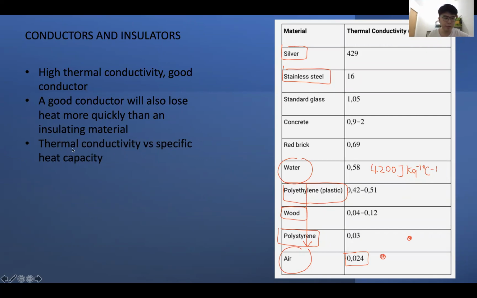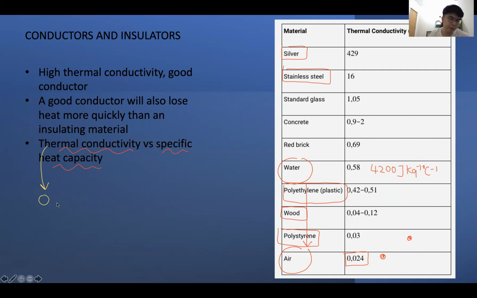Now what is the difference between thermal conductivity and specific heat capacity? Are they the same? Thermal conductivity is a measure of how well a substance passes on the heat. If you think about conducting heat, it means whether the heat can flow easily or not. It's the ability of the material to pass on the heat to the next atom.